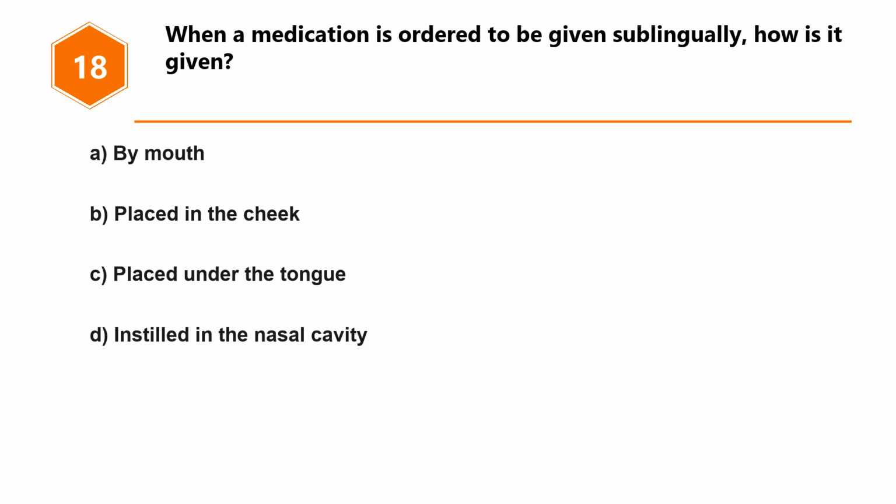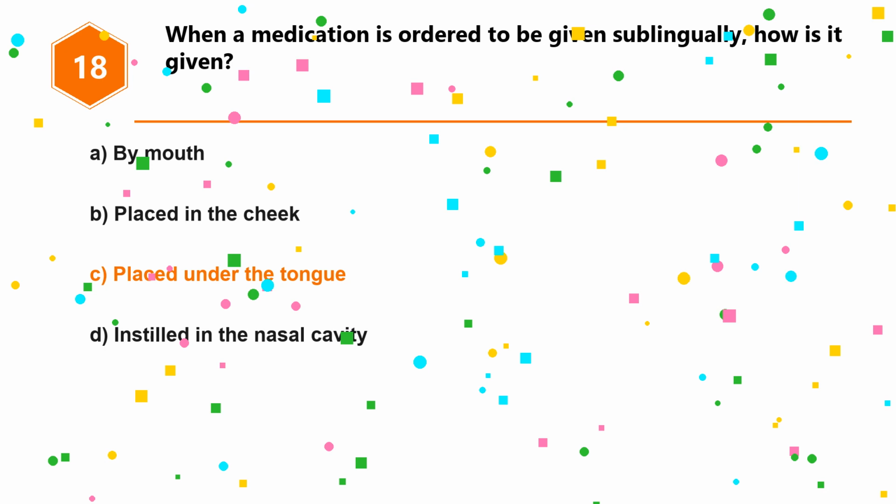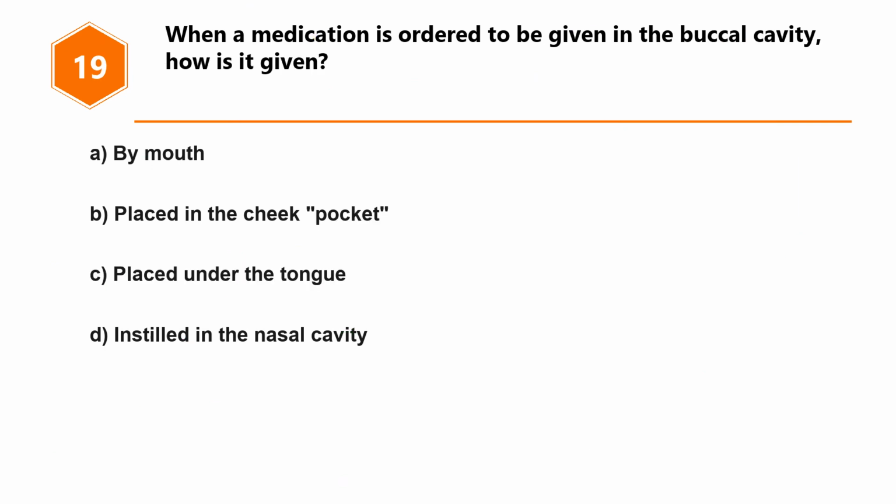Question 18. When a medication is ordered to be given sublingually, how is it given? Option A. By mouth. Option B. Placed in the cheek. Option C. Placed under the tongue. Option D. Instilled in the nasal cavity. The correct answer is option C. Placed under the tongue.